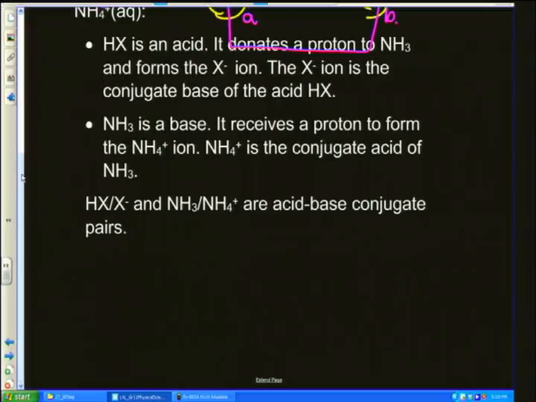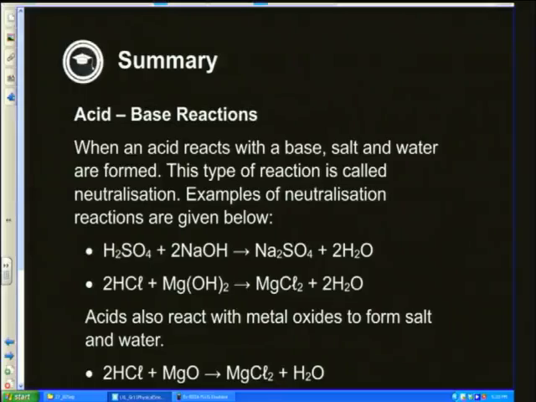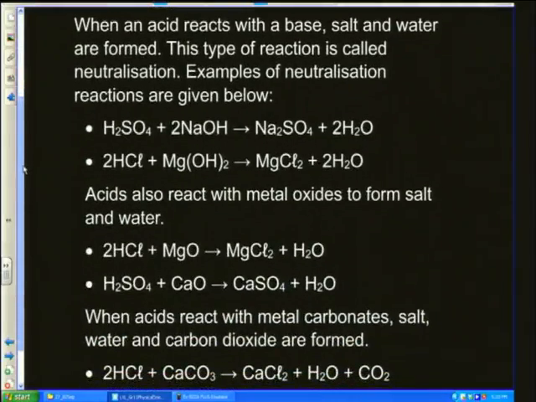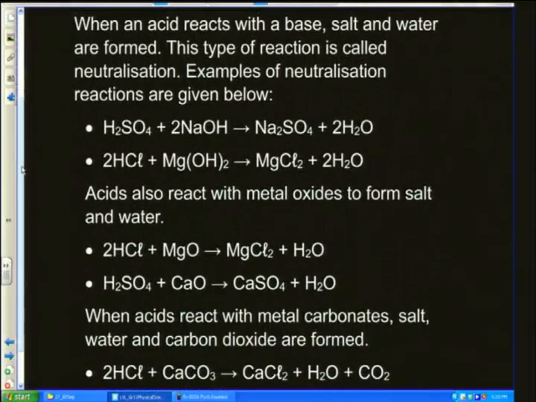Now, moving on, acid-base reactions, quickly. When you look at this one, sulfuric acid is reacting with a base, sodium hydroxide. If you have that, an acid-base reaction is called a neutralization reaction. You are going to form a salt and water.